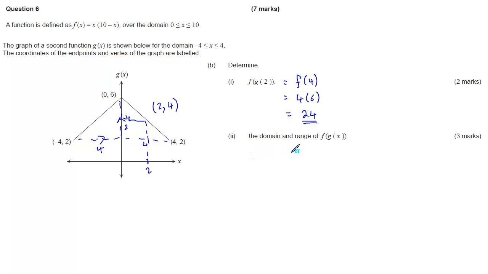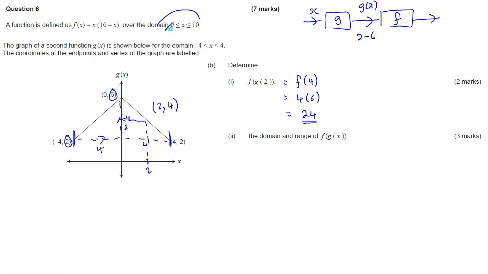We now want the domain and range of f of g of x. Let's think about what happens here. x gets input into g, g of x comes out, and that becomes the input for f. So, g has the domain -4 to 4. The range of that is 2 to 6. So we'd have 2 to 6 coming out of here.